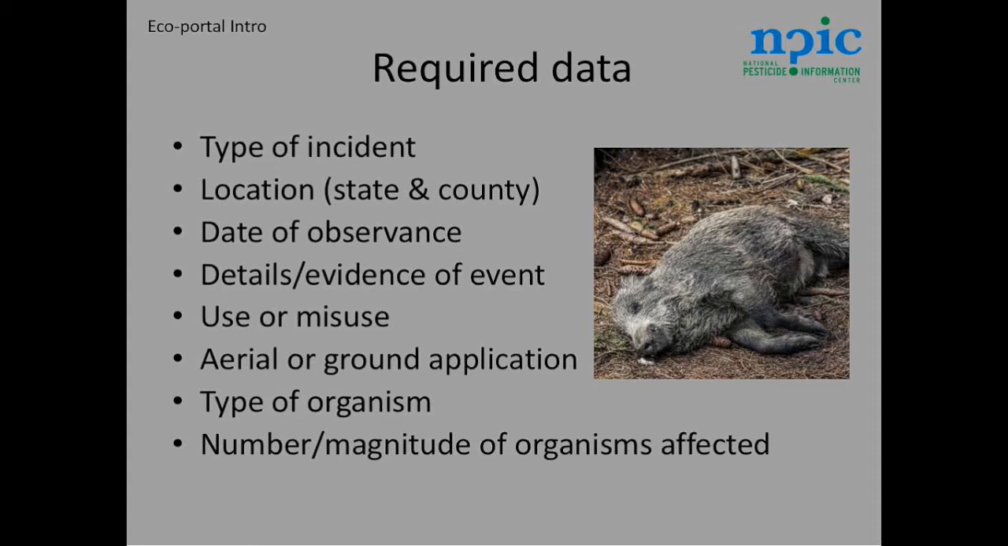You'll need to know the state and the county where it occurred, when the observance was made, details on the events, whether it was a use or a misuse situation, or if you don't know, identifying that, how the application occurred, aerial or ground application or unknown, the type of organisms that were impacted, and then the number and magnitude of organisms. So in this situation, if you found 1 dead boar, obviously that would be 1. If you found a family of animals, that could be many. If you found an area of trees that were injured, then you could say less than 1 acre, or more than 200, or thousands if there was insects, that sort of magnitude information.